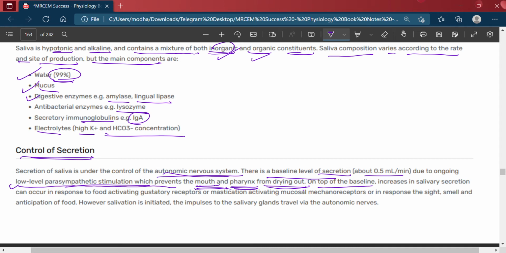On top of baseline, increases in salivary secretion can occur in response to food activating gustatory receptors, or mastication activating mucosal mechanoreceptors, or in response to sight, smell and anticipation of food. However salivation is initiated, the impulse to the salivary glands travels via the autonomic nerves.